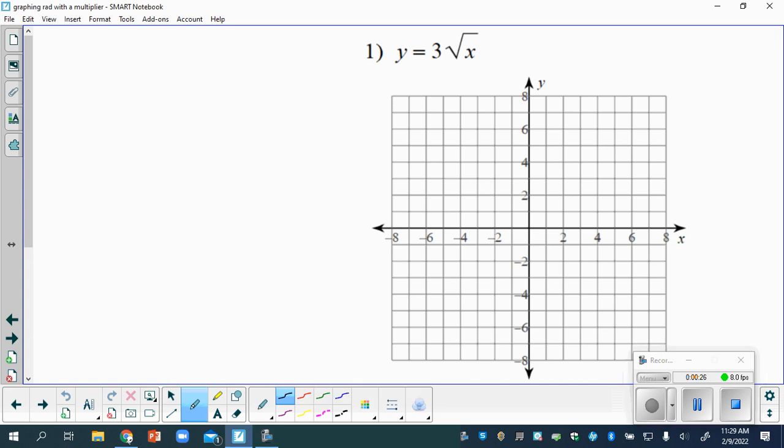So here's what's going on for today. We are now changing the shape of our graphs a little bit. So we're going to be having a number out in front. We call that a multiplier.